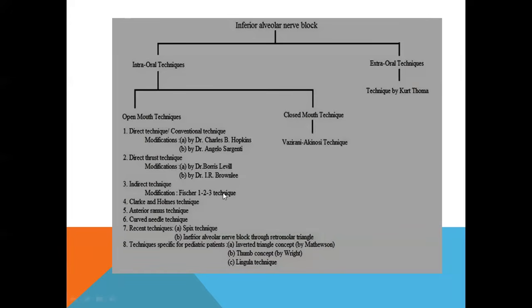Step 1, 6 mm of advancement. Step 2, a further 8 mm of advancement of the needle. In step 3, 12 mm of advancement of the needle. And we have seen Clark-Holmes, the anterior ramus, the curved needle technique, and then the closed mouth technique, which is called the Vazirani-Akinosi technique, with its indications, advantages and disadvantages.